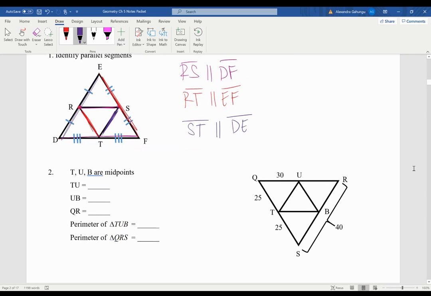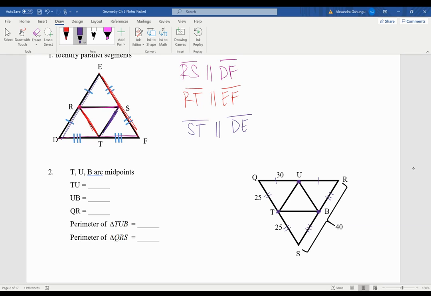So let's look at these right here. They're telling us that T, U, and B are midpoints. So if U is a midpoint of QR, that means QU and UR are congruent. If T is a midpoint of QS, that means QT and TS are congruent. And if B is a midpoint, it's halfway. So that means RB is congruent to SB. And that's going to help us find our parts and the perimeter of our triangles here.